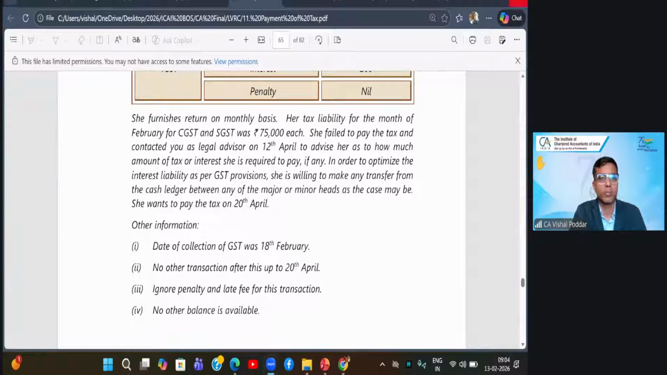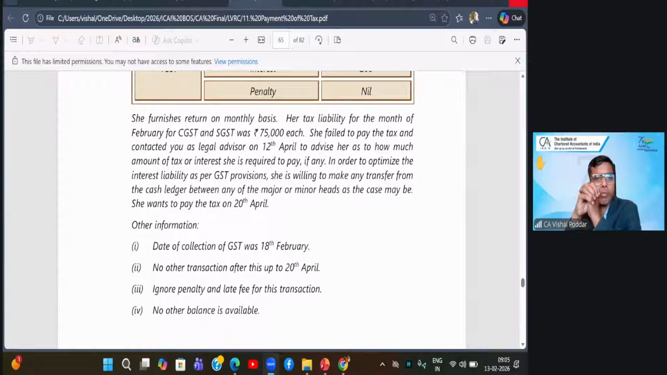She furnishes return on a monthly basis. Her tax liability for the month of February for CGST and SGST was rupees 75,000 each. She failed to pay the tax and contacted you as a legal advisor on 12th April to advise her as to how much amount of tax or interest she is required to pay, if any. In order to optimize the interest liability as per GST provisions, she is willing to make any transfer from the cash ledger between any of the major or minor heads. As the case may be, she wants to pay the tax on 20th April.